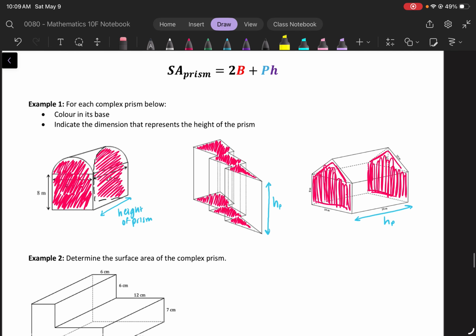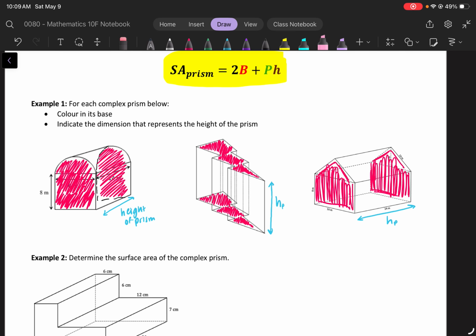Now, the wonderful thing about these prisms is that to find a surface area, we use the exact same formula. SA is equal to 2B, which stands for area of the base, plus P, which stands for perimeter of the base, times the height of the prism. Now, the big difference here is this area of the base is going to be an area of a composite shape. That's where that 8.3 in our notes comes in.